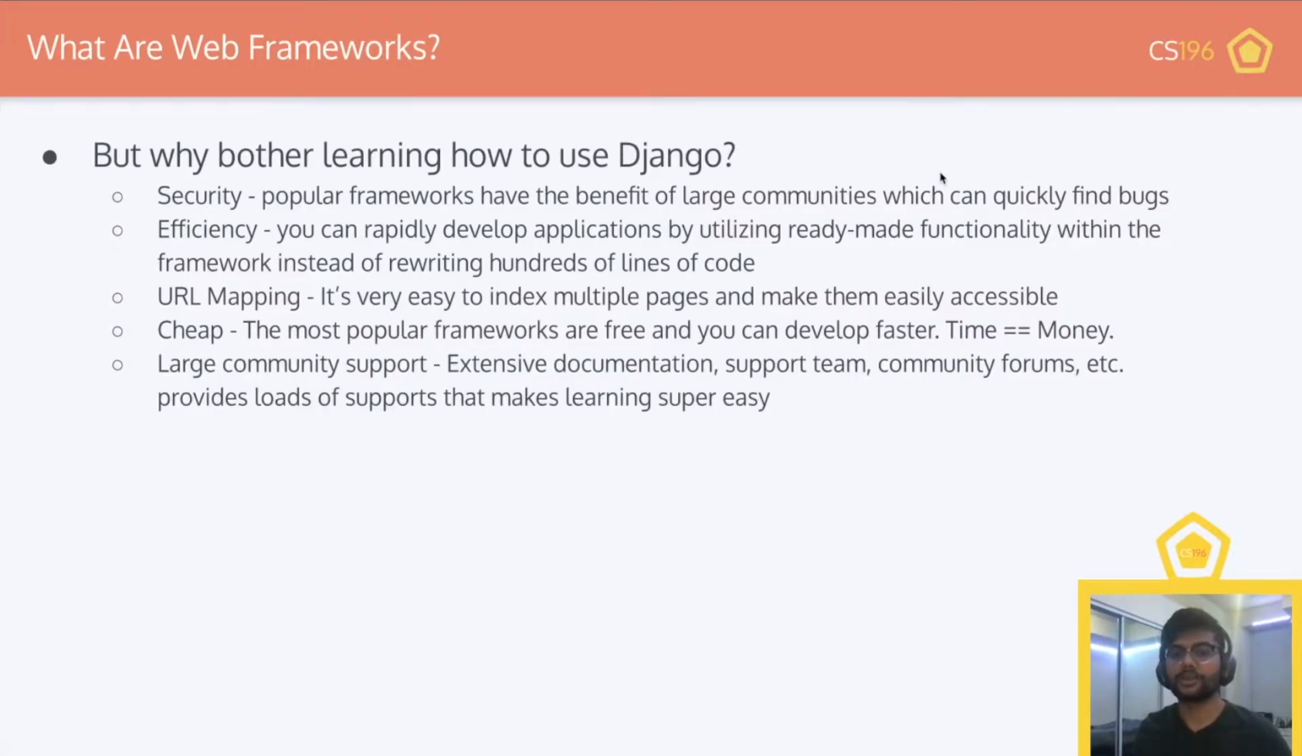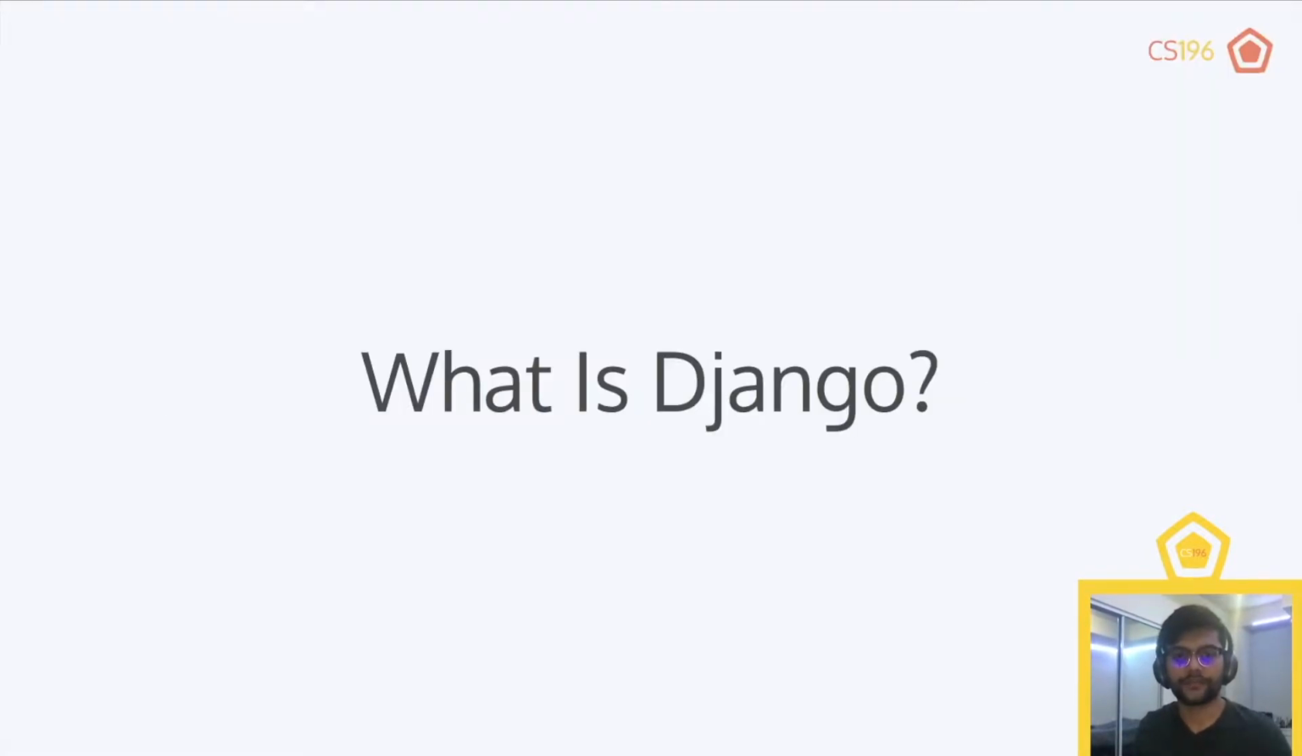Finally, large community support. Extensive documentation, a support team, community forums, etc. All this provides loads of support that can make learning super easy. Like if you put anything into YouTube, you'll find amazing tutorials there. So Django is super popular and it's used a lot, so you can find great resources for it. But what is Django?